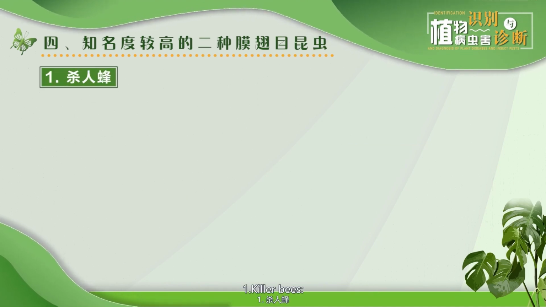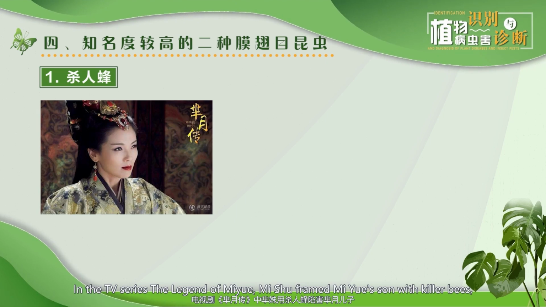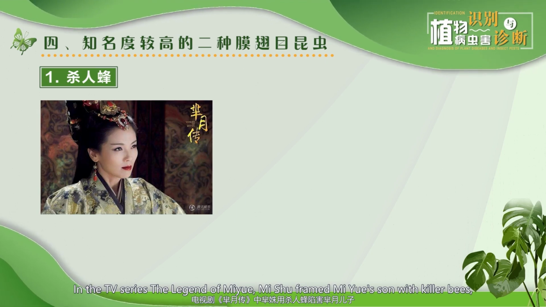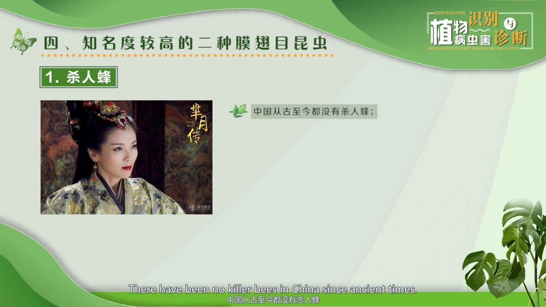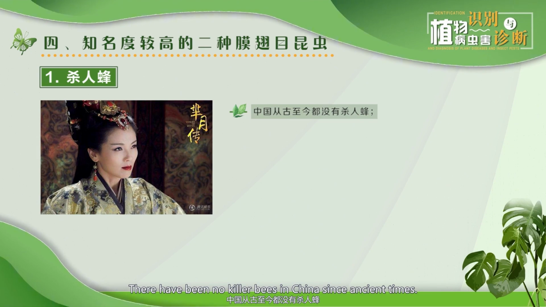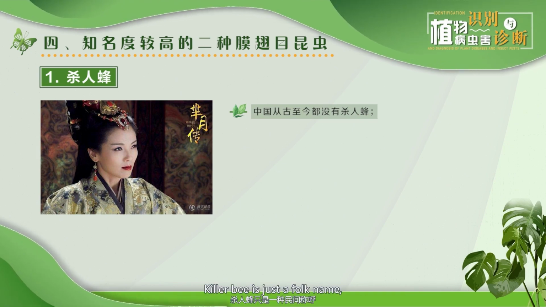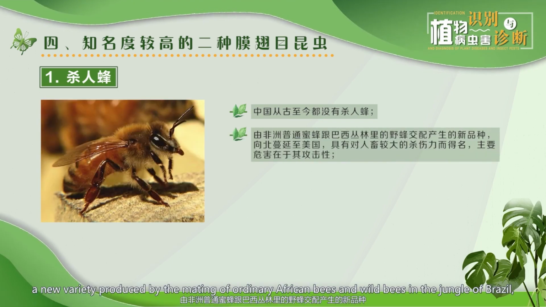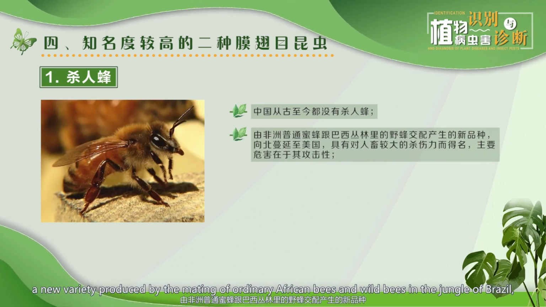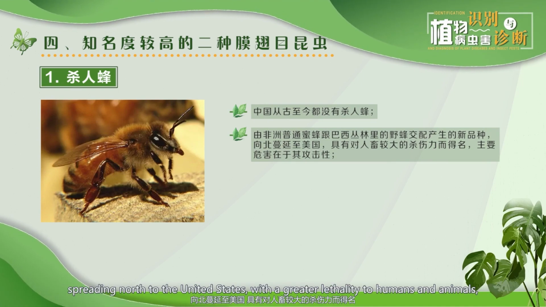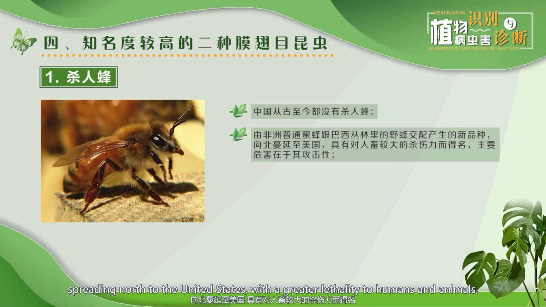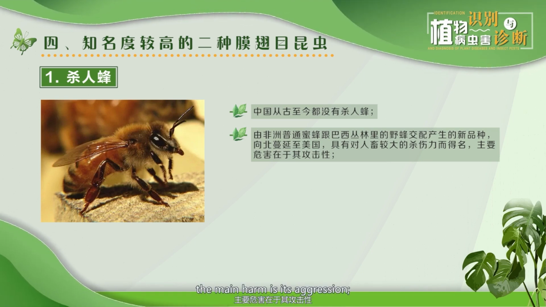1. Killer bees. In the TV series The Legend of Miyue, Mishu framed Miyu's son with killer bees, which is an artistic process. There have been no killer bees in China since ancient times. Killer bee is just a folk name, a new variety produced by the mating of ordinary African bees and wild bees in the jungle of Brazil, spreading north to the United States. With a greater lethality to humans and animals, the main harm is its aggression.